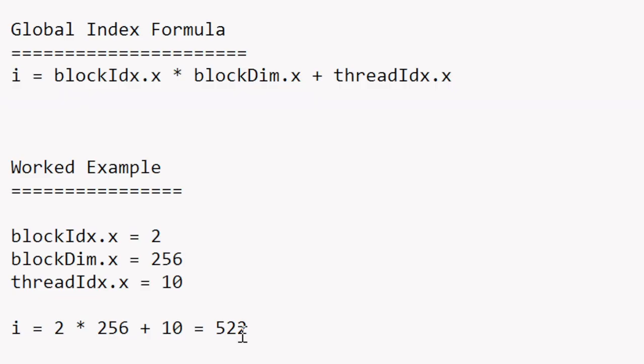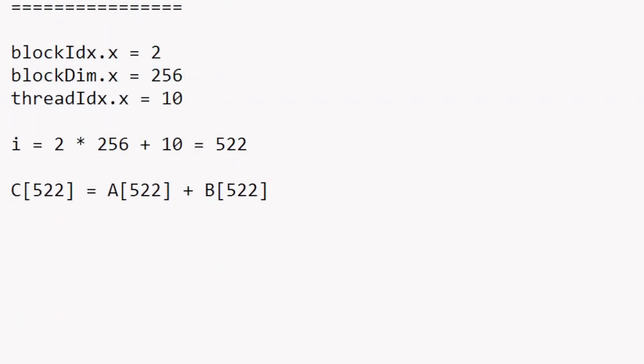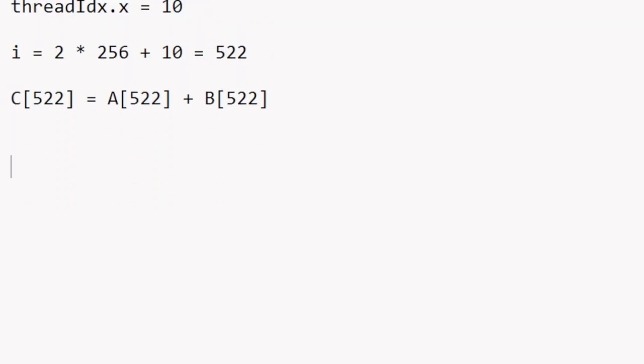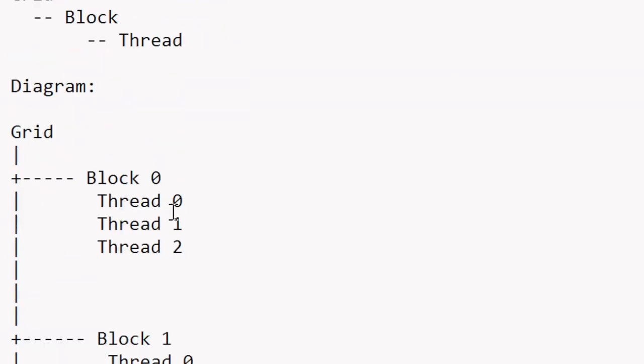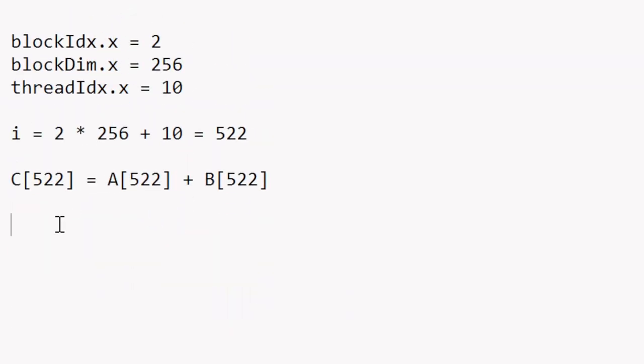Every thread, let me just show this. So C[522] equals A[522] plus B[522]. So every thread calculates its own index and works on its own piece of data. Now let us look at an example kernel, the formula inside a real CUDA kernel, a little bit more realistic than the formula I discussed previously.